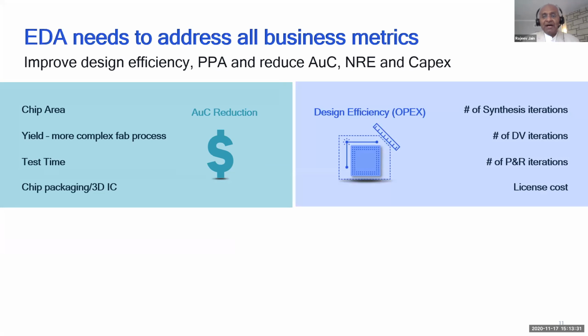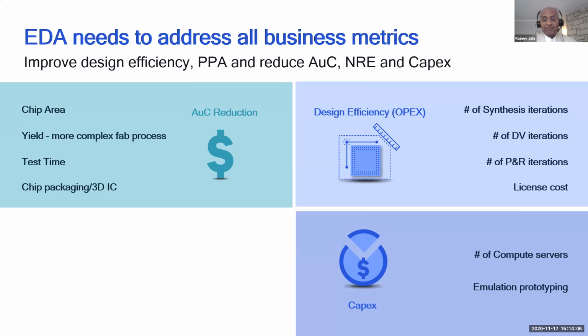Now, all of this has to be done while keeping the design efficiency, which directly impacts our operating expense. So it doesn't help us a lot to have tools that reduce the cost of the product if they're going to increase our operating expense. And that is where the current problem is. The number of synthesis iterations, DV iterations, place and route iterations are all exploding as we go from one generation to the next, which also means the license cost is going up. So both in terms of the non-recurring engineering and the license cost, the operating expense is significantly increasing, and that's not a viable situation going into the future.